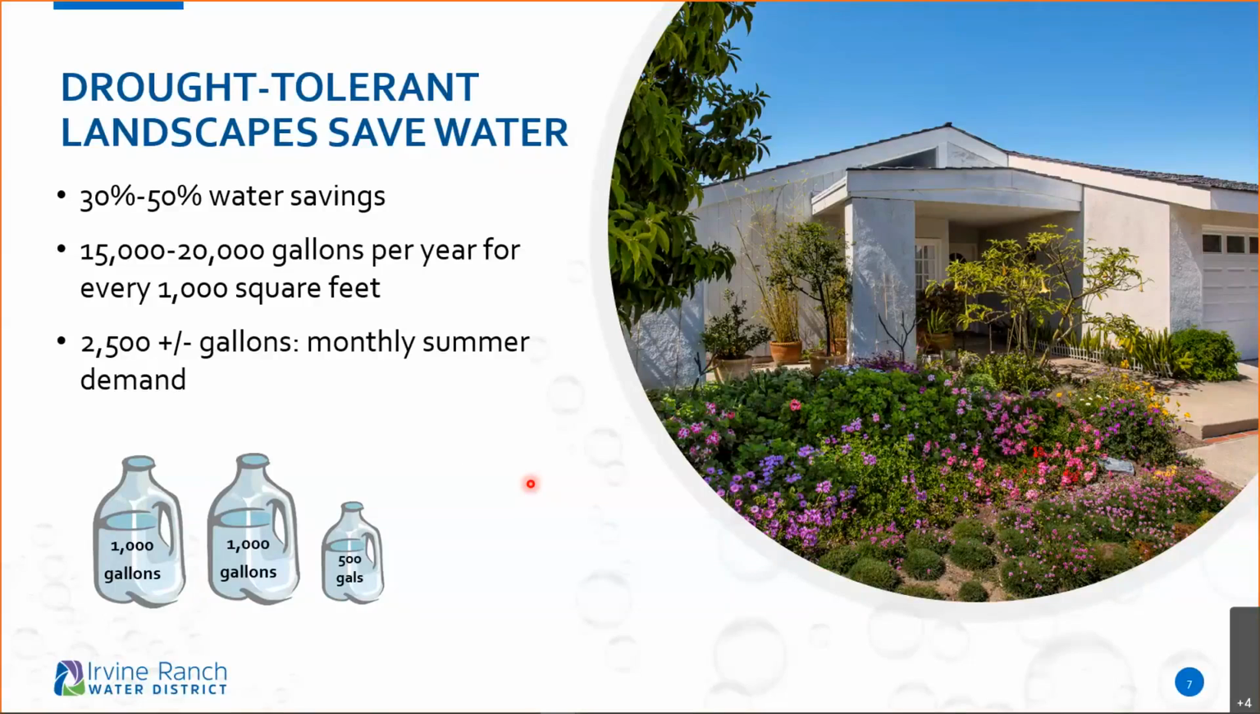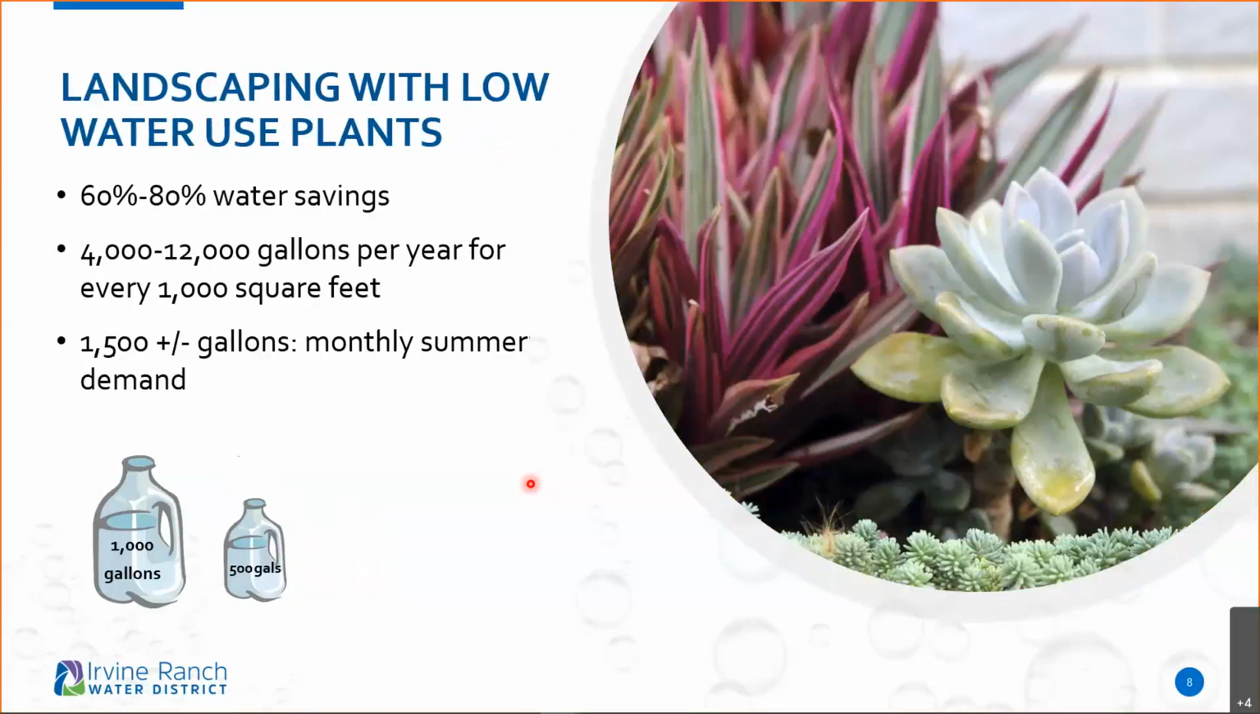Now we start moving into lower water use plants. We start getting down to the 60 to 80% as far as water savings. It's just a lot of water savings when it comes to choosing lower water use plants. So 4,000 to 12,000 gallons per year, right around 1,500 gallons per month during the summer peak. Now, this is talking about climate appropriate plants or non-native plant species.